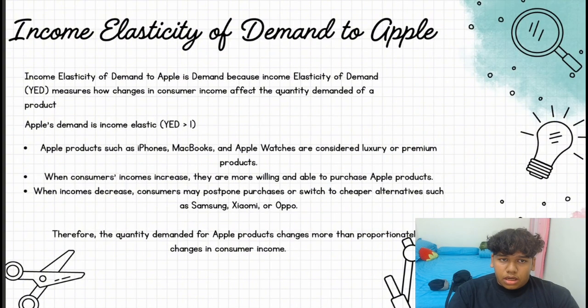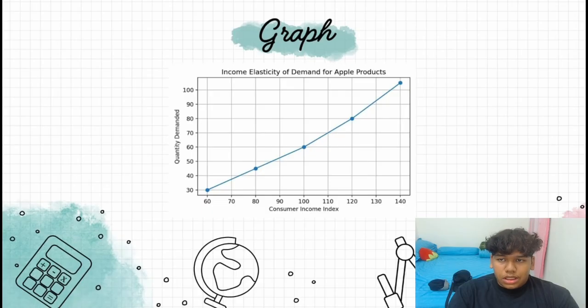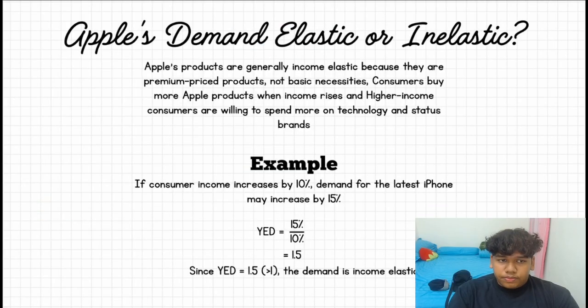Apple products such as iPhone, MacBook, and Apple Watch are considered luxury or premium products. So when consumer income increases, they are more willing to purchase Apple products. But when income decreases, consumers may postpone purchases or switch to cheaper alternatives such as Samsung, Xiaomi, or Oppo. Therefore, the quantity demanded for Apple products changes more than proportionally to the change in consumer income.